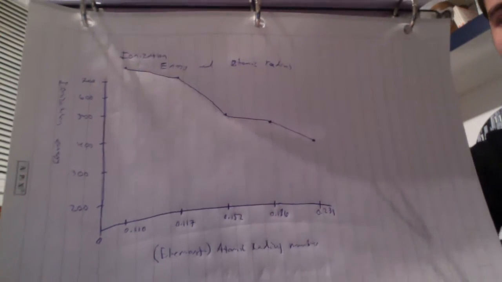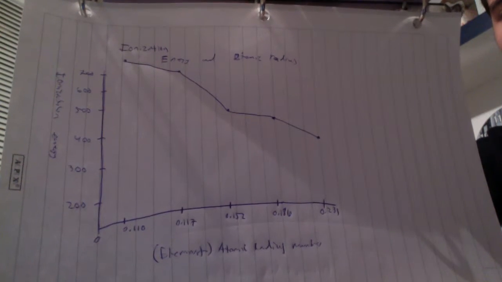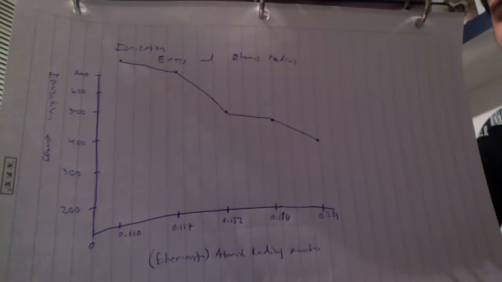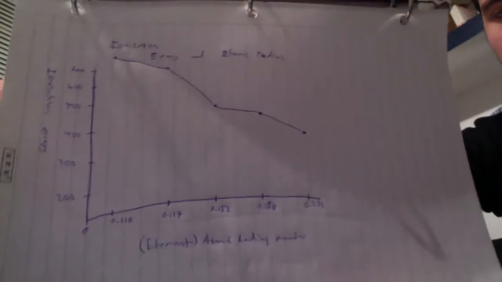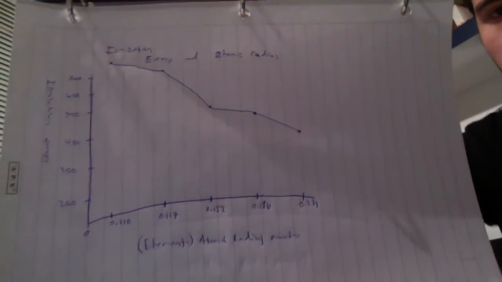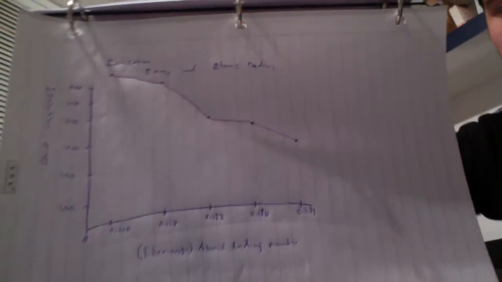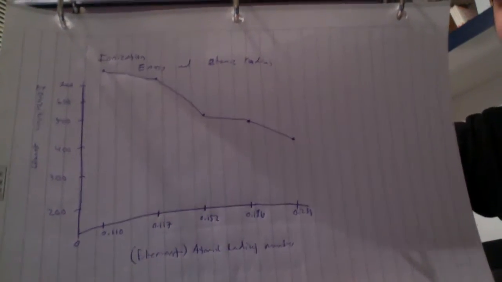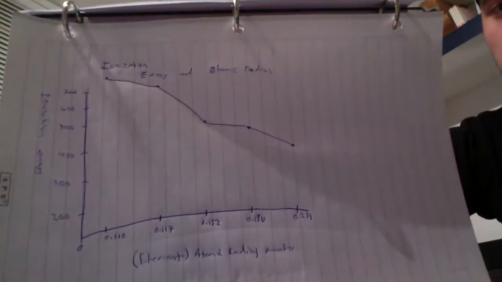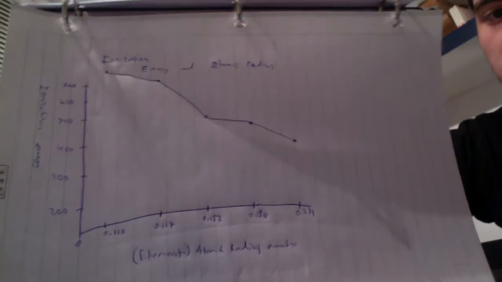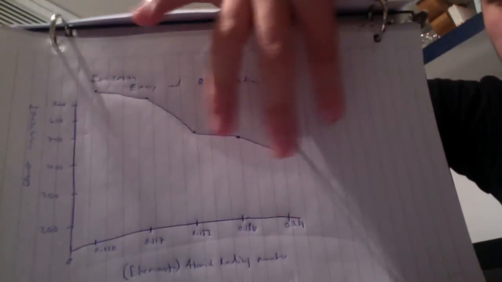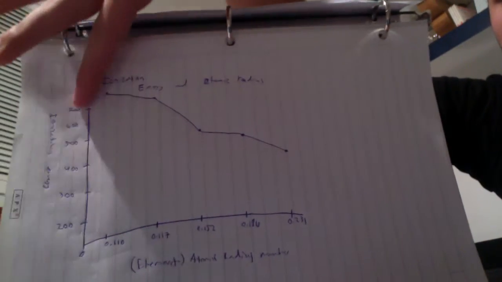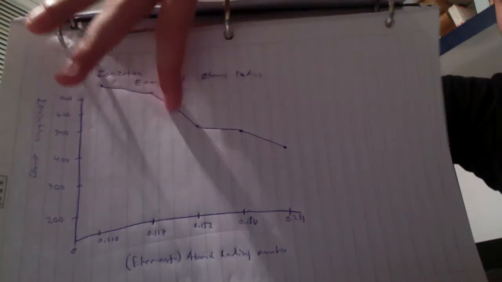This graph represents the relationship between ionization energy and atomic radius. As you can see, the smaller the atomic radius is, the higher the ionization energy is. And as we see, as the atomic radius increases, the ionization energy decreases. So this is a relation: the ionization energy decreases as the atomic radius increases.